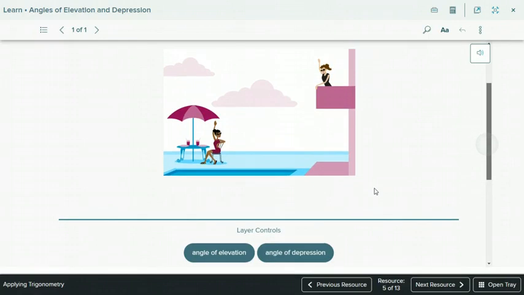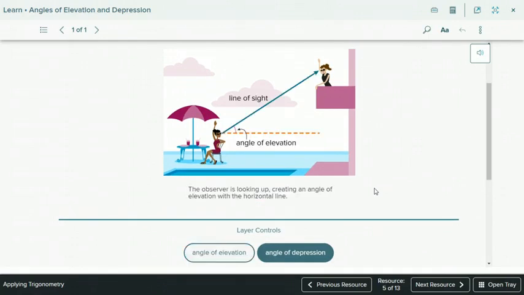So if we have this image here, angle of elevation, again, that line of sight, you're looking up at an object, and then that's just the horizontal line that they were talking about. So again, angle of elevation is going to be that normal horizontal line, and then that line of sight is what you're actually looking at to actually look at the object.